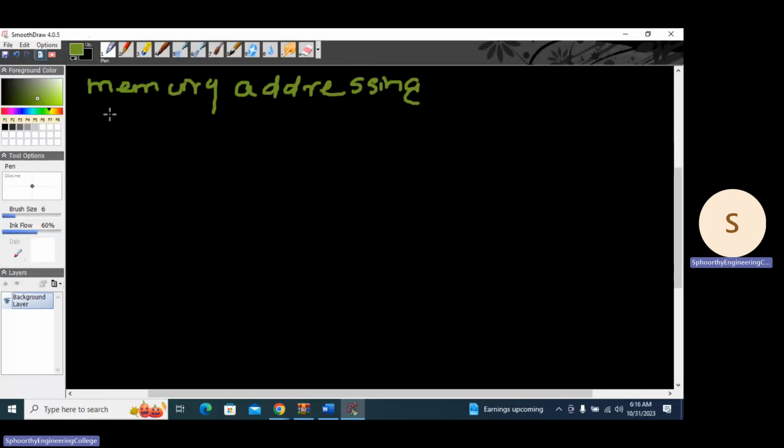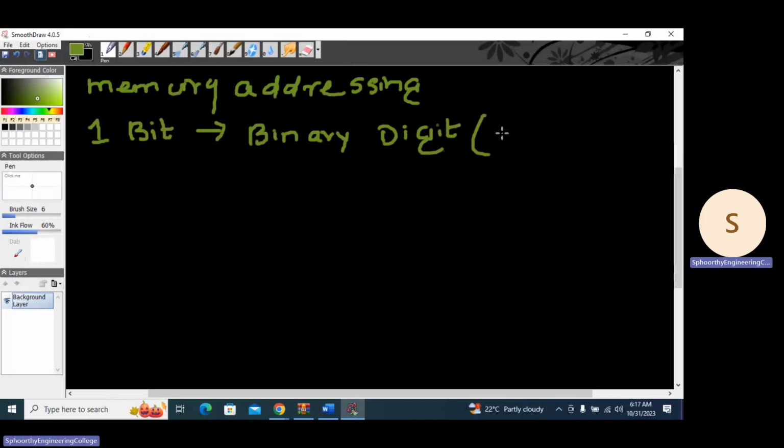Much before that, one should understand the terms bit and byte. If you are aware of it, well and good. If you are not aware of it, let me tell you. What is one bit? Friends, bit stands for binary digit. What is a binary digit? Either 0 or 1. So one bit is nothing but either a 0 or a 1.